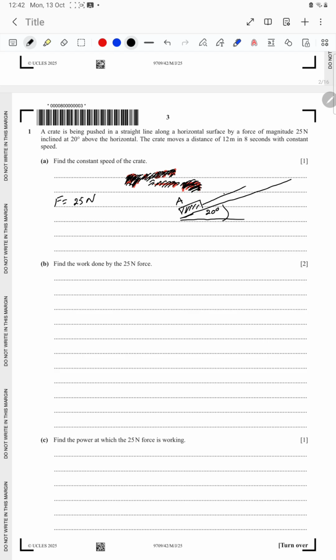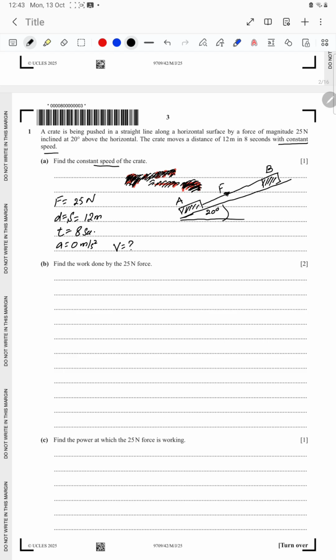It means if you apply this force here, it can cover a distance d or s, whatever you want to say, that is 12 meter upward, and it can reach some other place like B. The time taken to go from A to B is given as 8 seconds, moving with a constant speed. Constant speed means acceleration is 0 meter per second square. We have to find the constant speed.